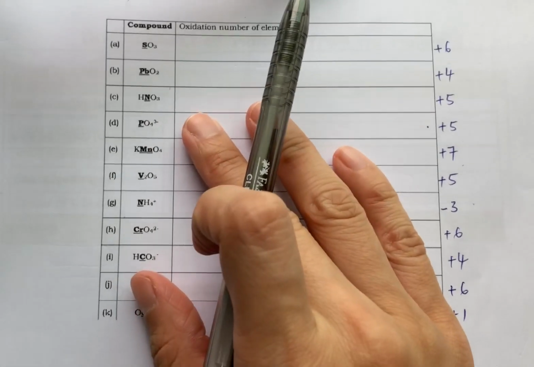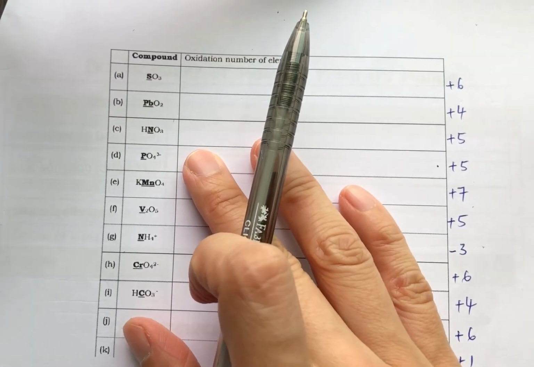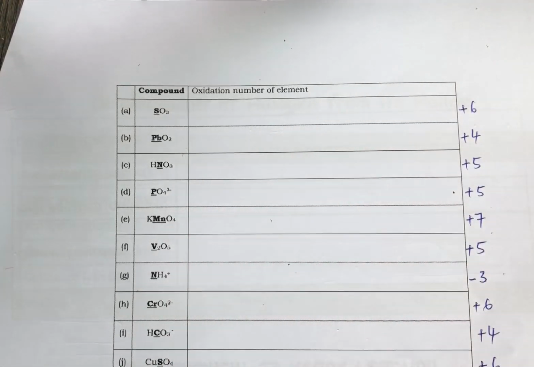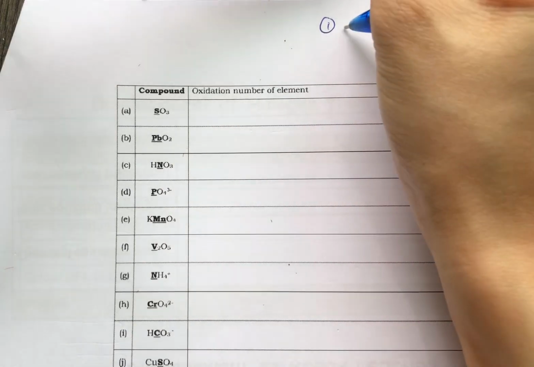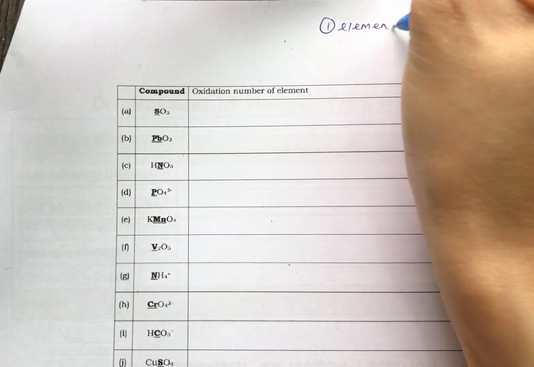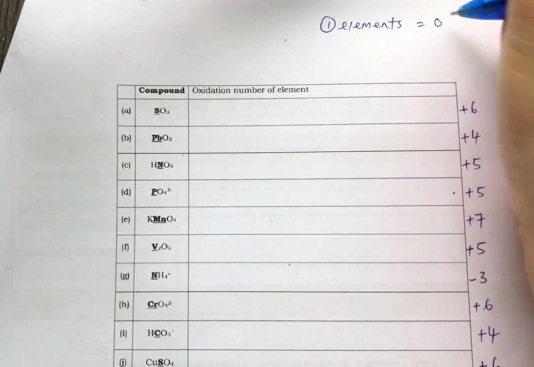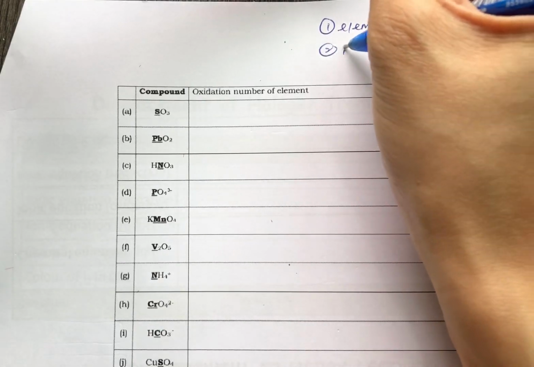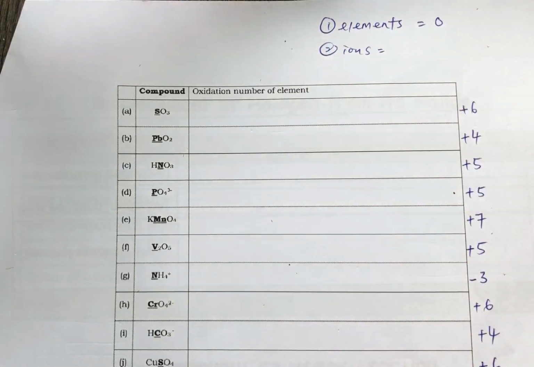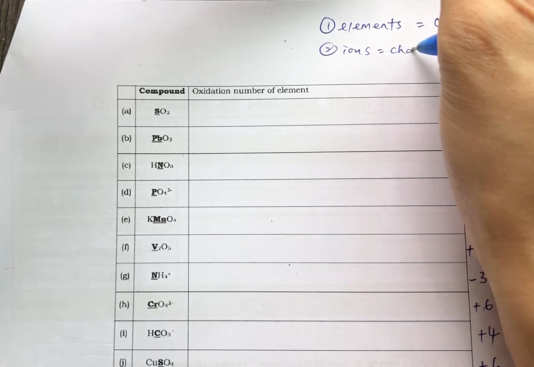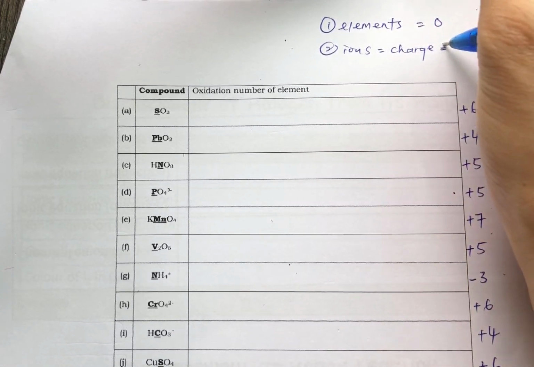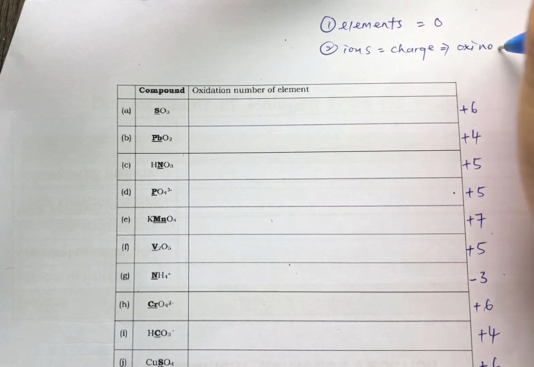Okay, so while you are rewriting the 3 rules, I will also rewrite it once here. Rule number 1, all elements have an oxidation number of 0. Rule number 2, for ions, you have to memorize the charge, because the charge represents their oxidation number.